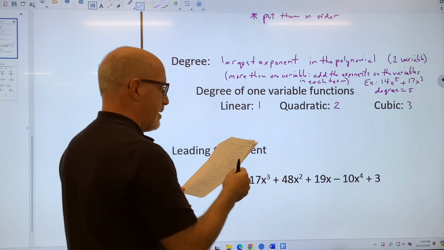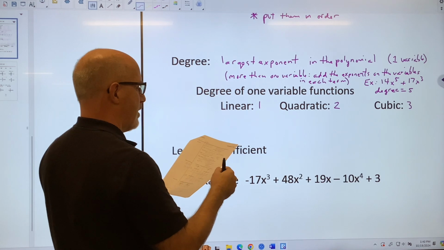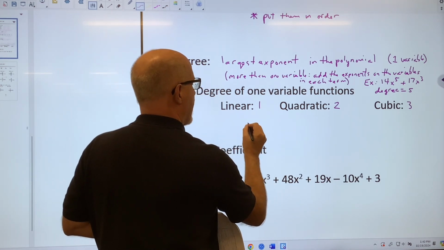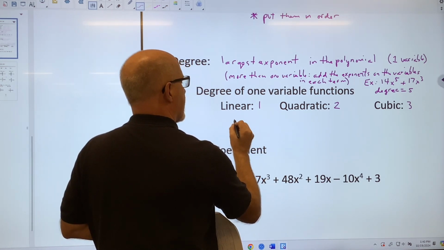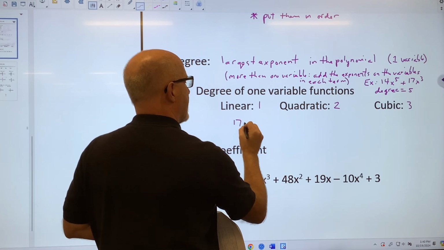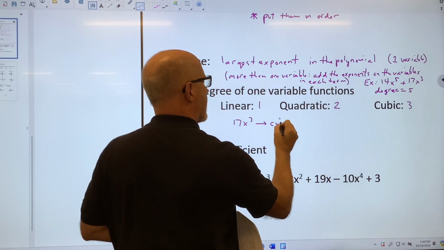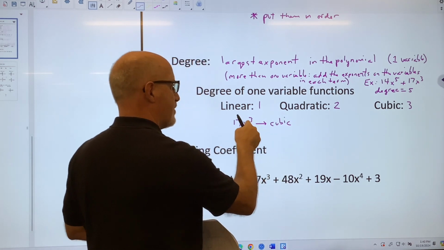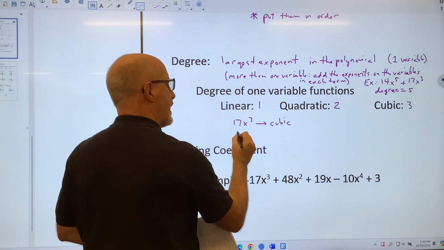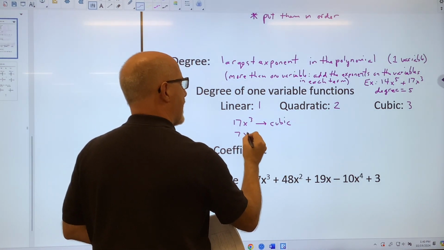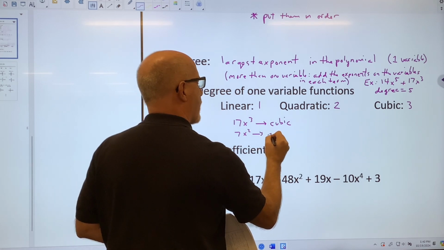All right, so let's do an example of that. If we had, for instance, 17x to the third power, this is a cubic because it's a degree 3. If you had 7x squared, that would be a quadratic.